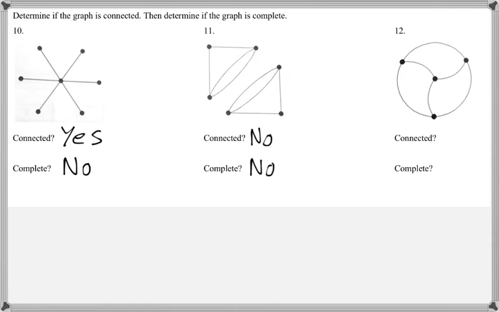And finally, number 12, this is connected and it is complete because each vertex is directly connected to each of the other vertices.